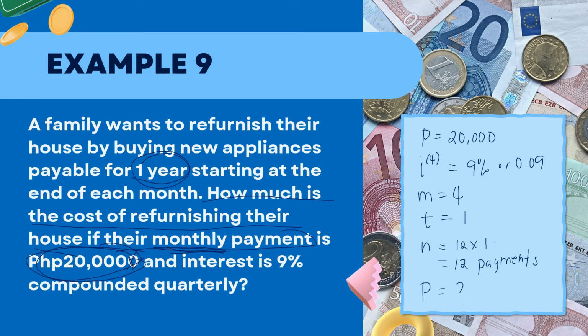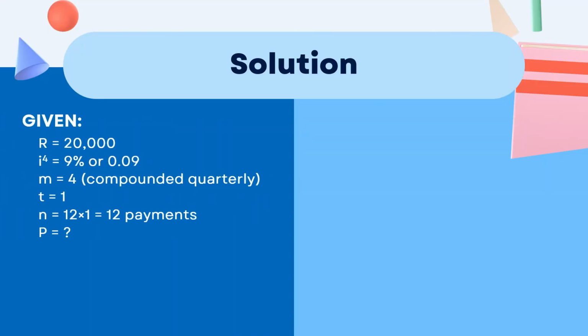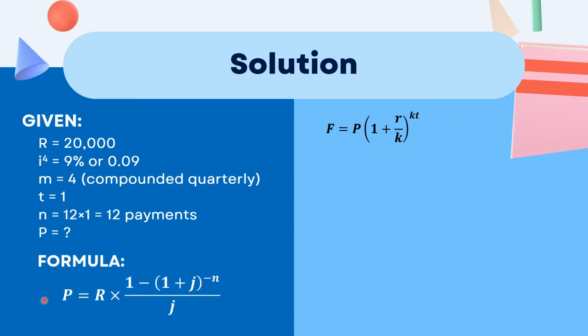And so, again, same formula, but we have to get the equivalent rate ng ating 9%. So, ito po yung ating mga given. Then, same formula. Yan pa rin po ang gagamitin natin to get the present value. Yung first step na po natin is to get the equivalent rate. Paano po kunin yun? Siyempre, gamitin natin itong formula na ito. So, we have now, payment is monthly. Monthly payment interval. So, M is equal to 12.